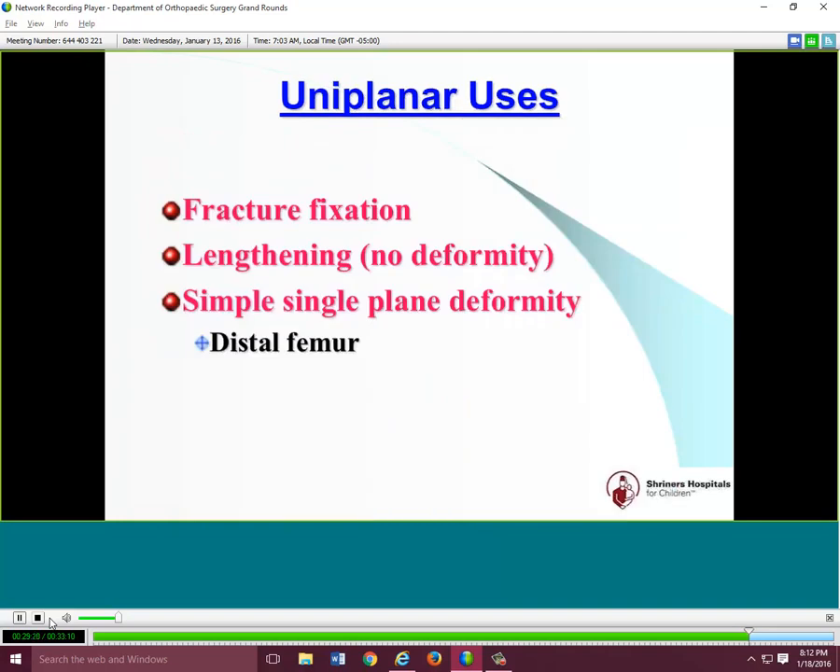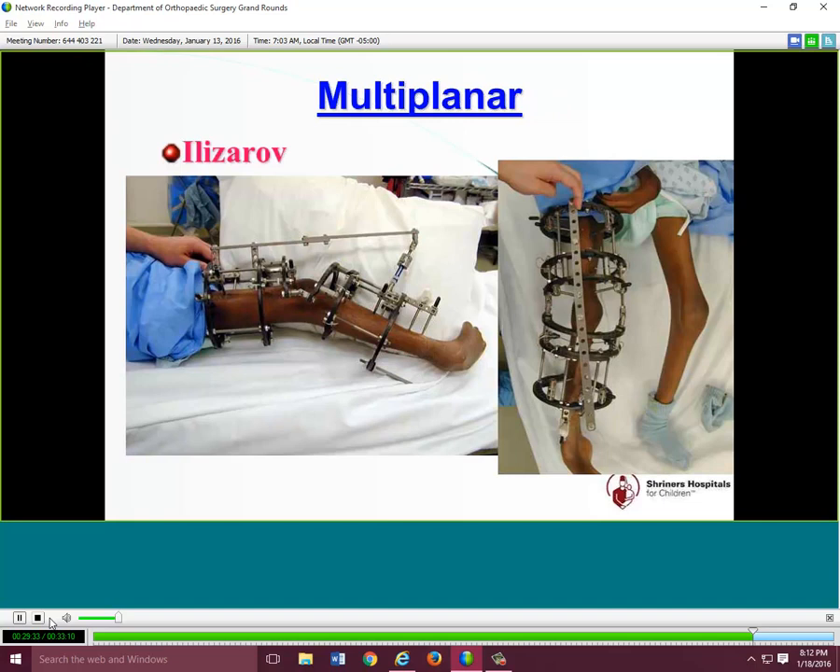So uniplanar fixators, very good in fracture work. They're great for lengthening if you have no deformity or only a mild deformity, or if you have a single plane deformity, particularly a coronal plane deformity in the distal femur. The multiplanar ones, these I use a lot, less for bone deformity, more for straightening out knees. As Chris was saying, I see a lot of children with arthrogryposis. A lot of these have knee flexion contractures. So an Ilizarov is a very handy way to treat these. You can put the hinges exactly where you want them to line up with the knee well, and you can get the knee to straighten out nicely.